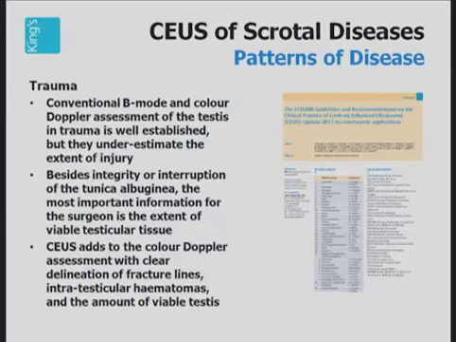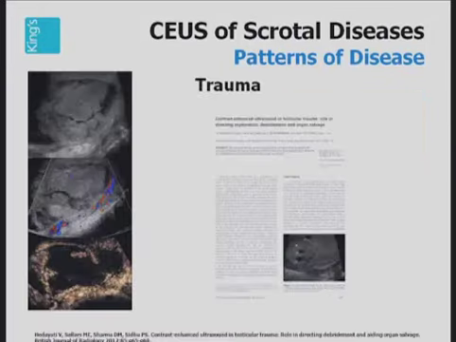If the injury is large and there is no chance of saving the testes, it is far better to remove the testes early on. The ultrasound examination, besides looking for the integrity or interruption of the surrounding tunica of the testes, also demonstrates for the surgeon the extent of viable testicular tissue. If this is large, testicular sparing surgery may be performed. A color Doppler ultrasound assessment does not always clearly demonstrate the fracture lines, the intratesticular hematoma, and the amount of viable testes. This is where contrast-enhanced ultrasound will add a great deal to your examination.